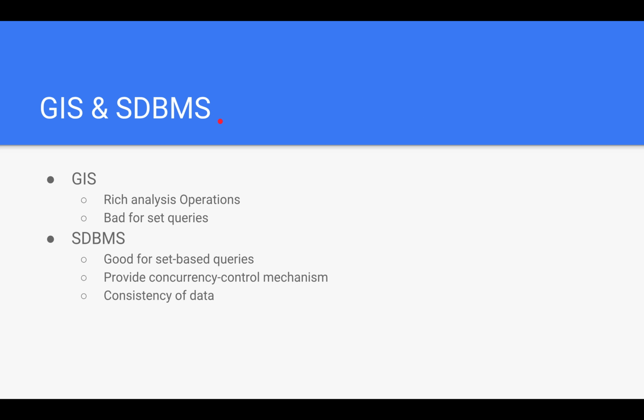GIS and SDBMS. GIS stands for Geographic Information System, which provides rich analysis operations such as finding connectivity, shortest paths, searching nearest neighbors, and so on. However, it's bad for GIS to solve questions like finding all the countries which are completely surrounded by another country.